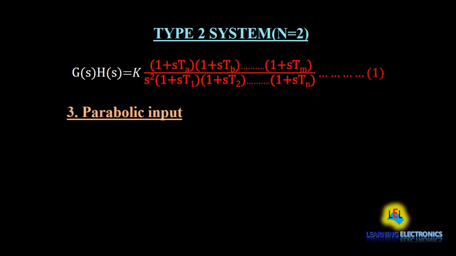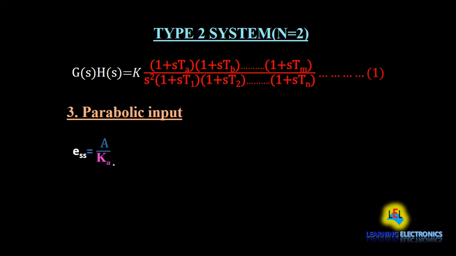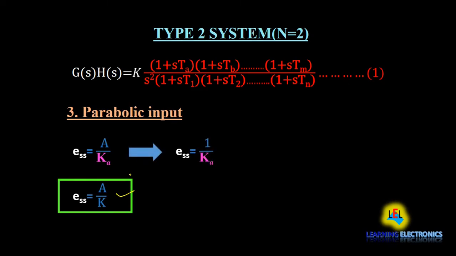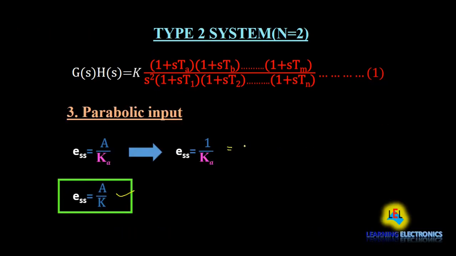Now next one is parabolic input when applied to type 2 system. The acceleration error coefficient will control the error. So in this equation, we'll put this value, we'll get Ka is equal to K. The steady state error is equal to A upon K. When we put the value of Ka is equal to K here, then we'll get steady state error is equal to A upon K. So if we apply unit parabolic input here, then we get steady state error is equal to 1 upon Ka, and when we put Ka is equal to K here, we get steady state error is equal to 1 upon K for the unit parabolic input applied.